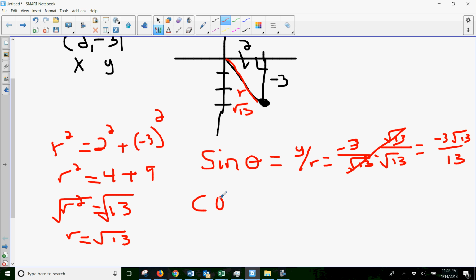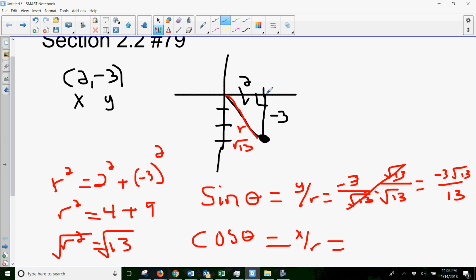Cosine theta. So here we're going to have x over r, which again is going to be 2 over square root of 13. Again, rationalize the denominator, multiply top and bottom by square root of 13. And that's going to give us 2 square root of 13 over 13.